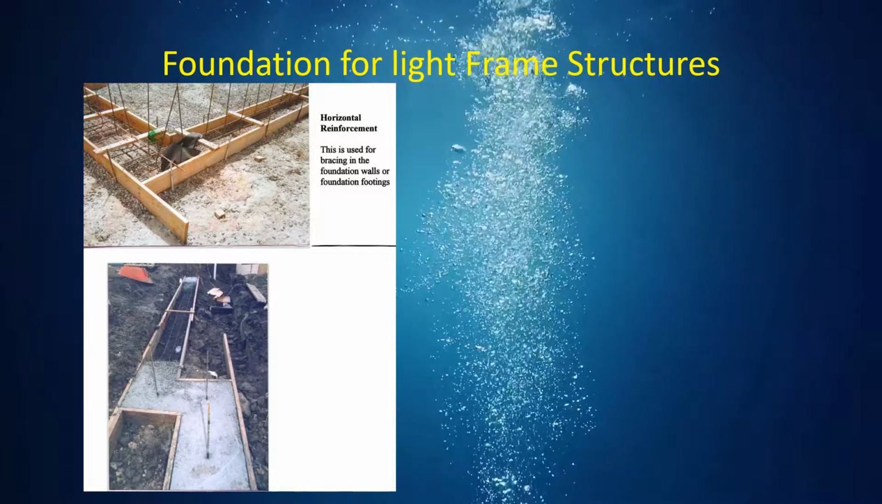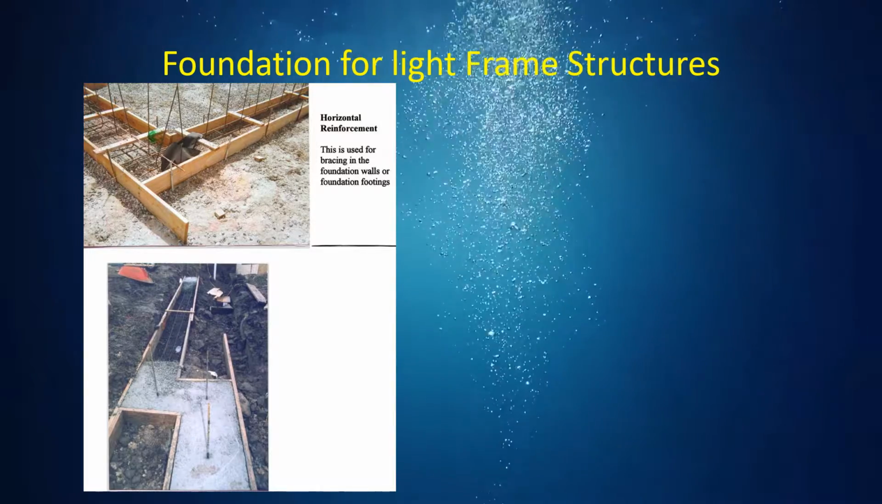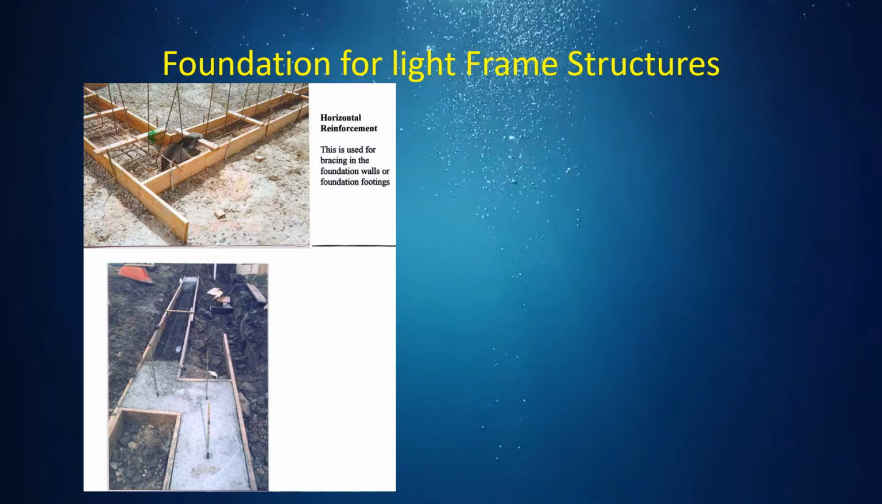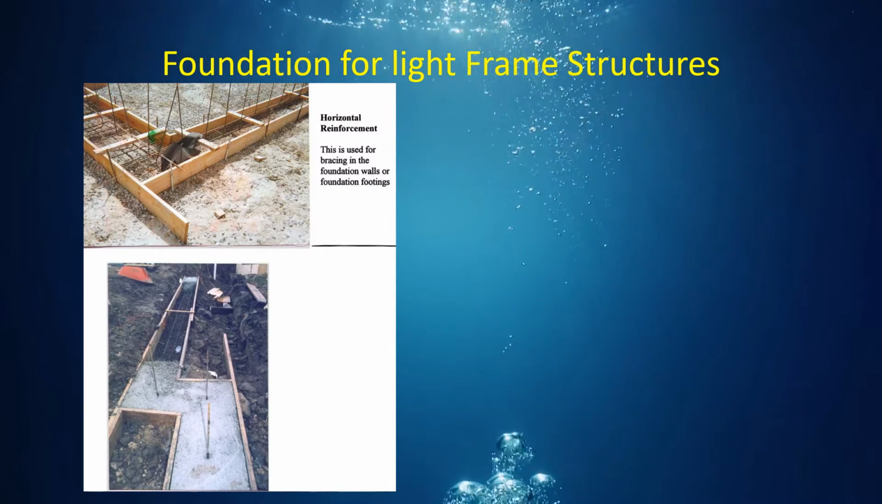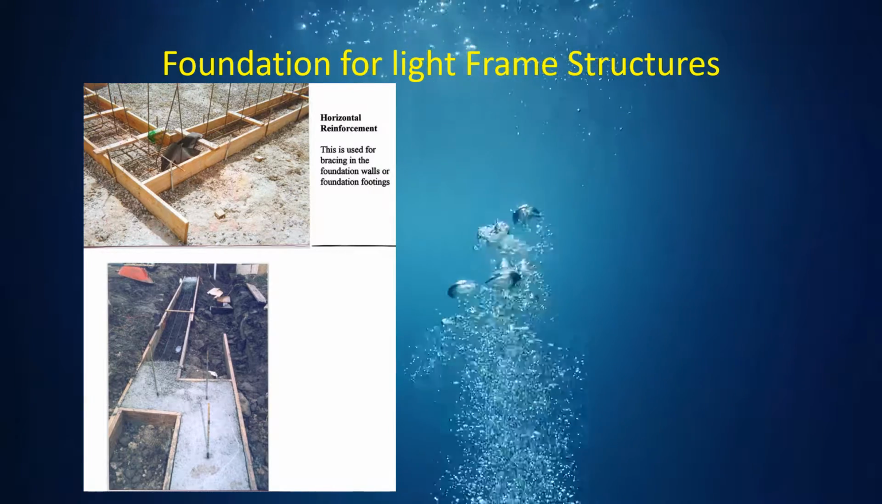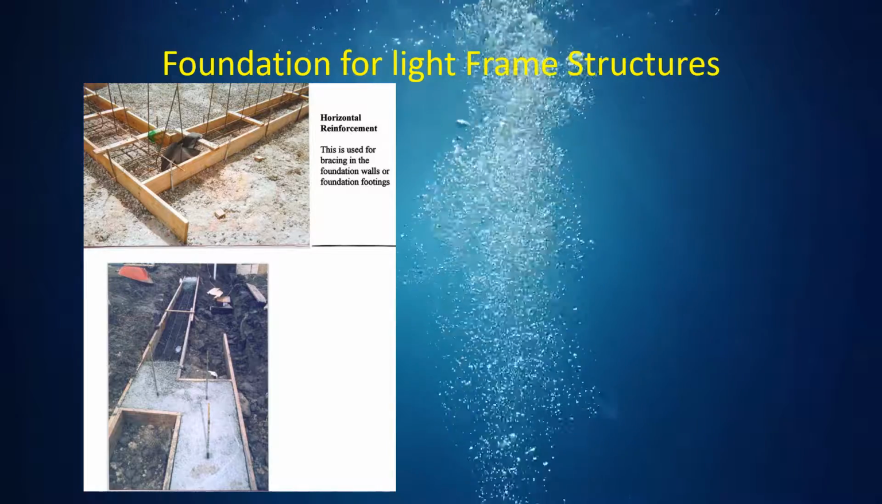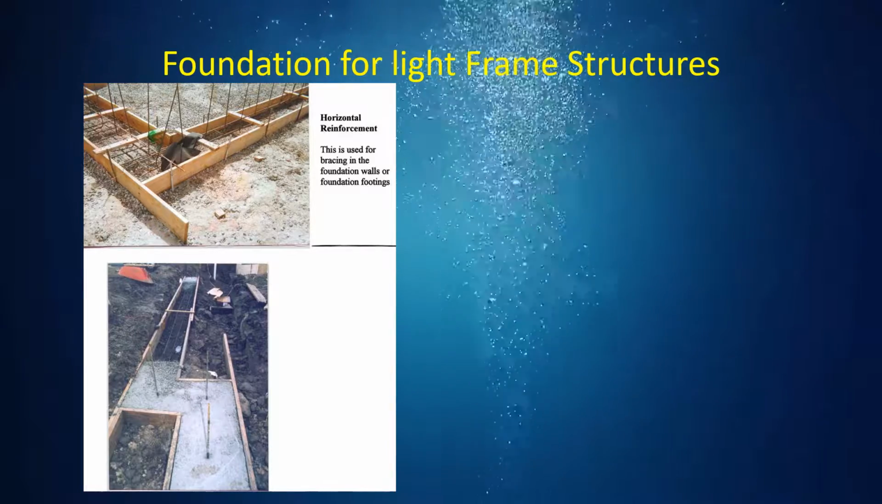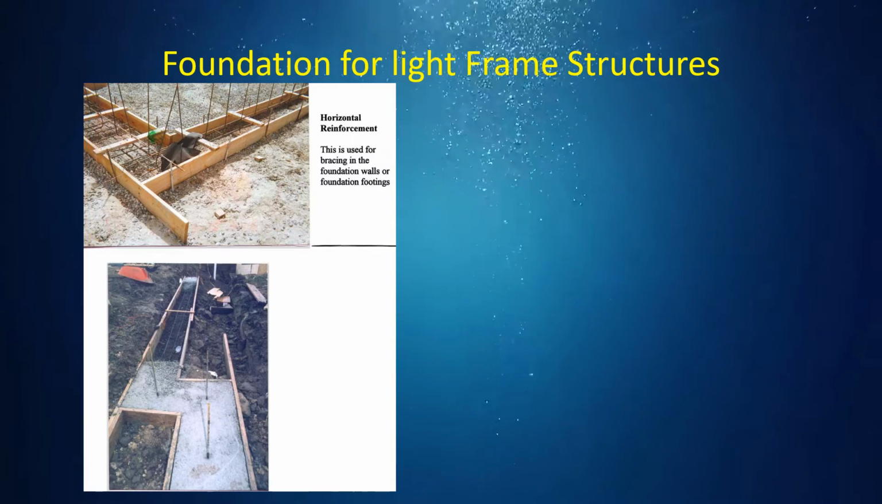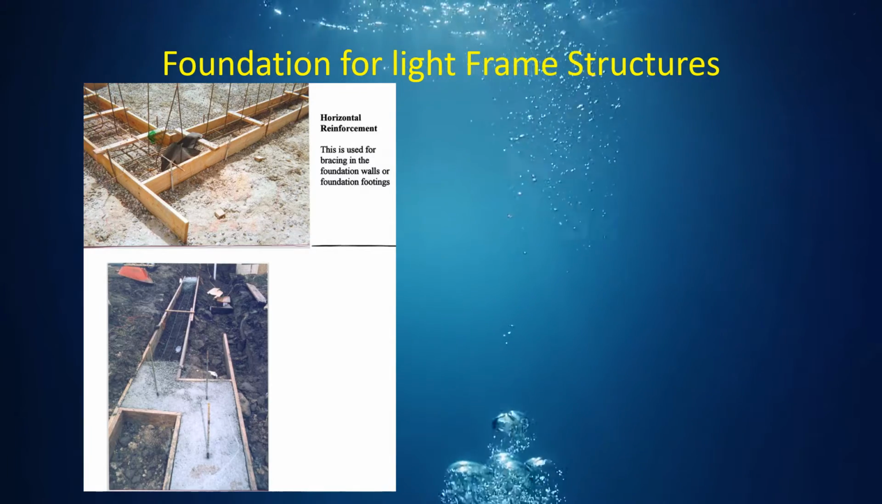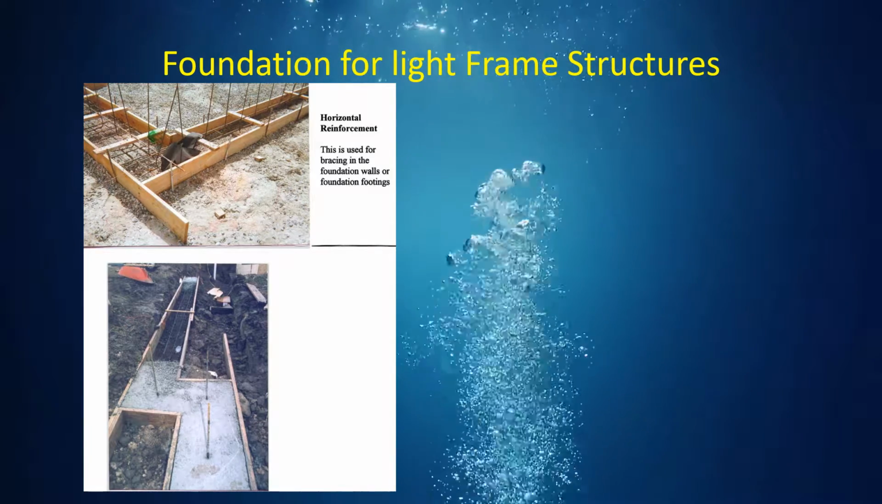Foundations for light framing are made in most cases of cast concrete or concrete block masonry. Concrete and masonry foundations are highly conductive of heat and usually must be insulated. A good foundation is easily insulated in the same manner as the frame of the building it supports.